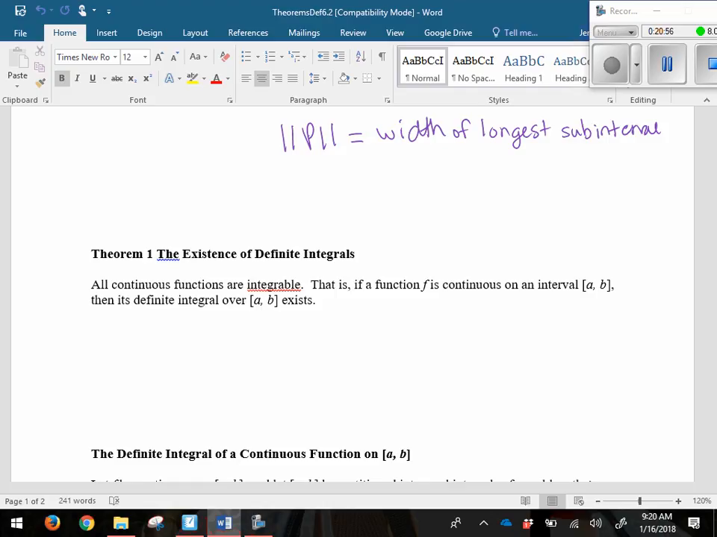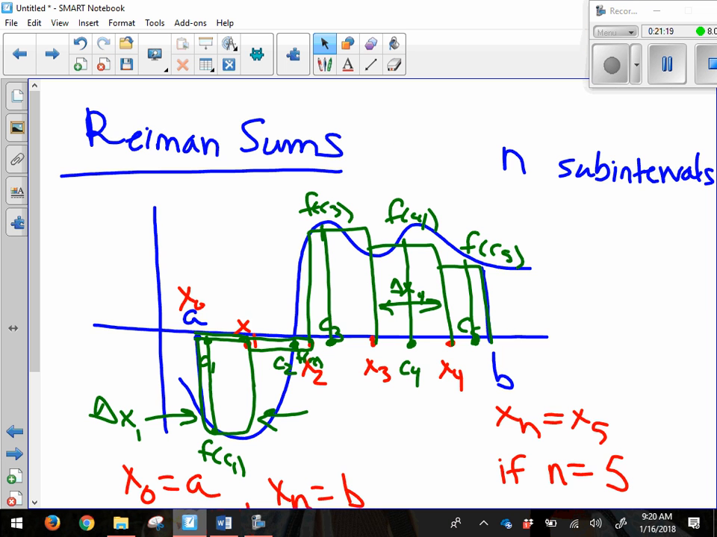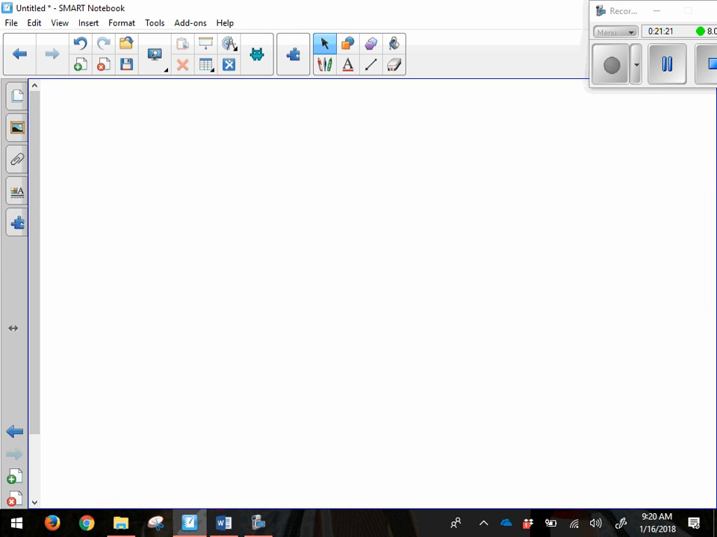Okay? So theorem 1 is the existence of definite integrals. And it tells you that all continuous functions are integrable. That is, if a function f is continuous on an interval [a, b], then its definite integral over [a, b] exists. And if you think about it, it kind of makes sense. Again, you have that written in your journals.